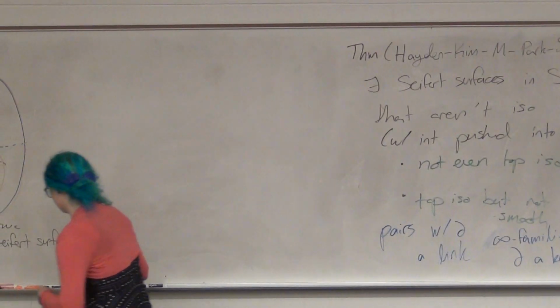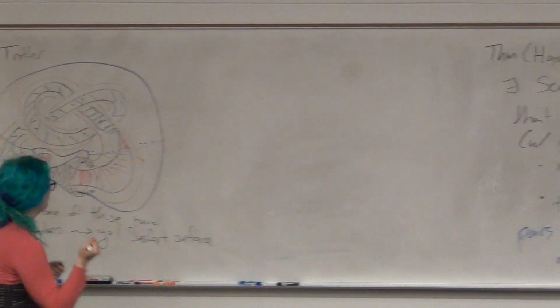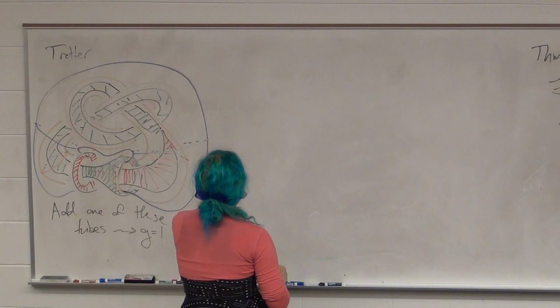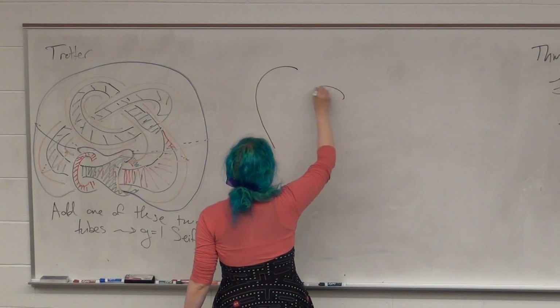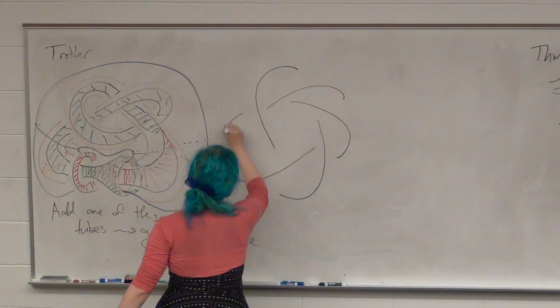So the simplest example, which I do feel bad that I'm saying simple. Okay, so I'm going to draw two Seifert surfaces whose boundary is the same knot. Can I draw a knot? Yes, maybe. So I'm going to start off by drawing a knot.